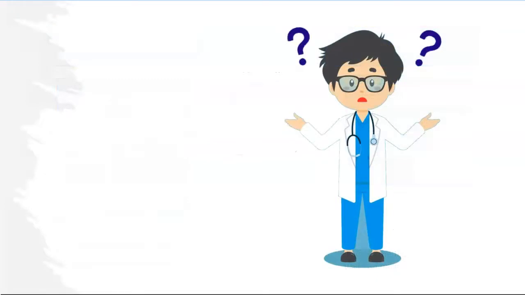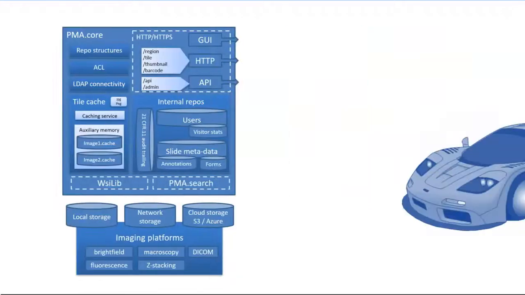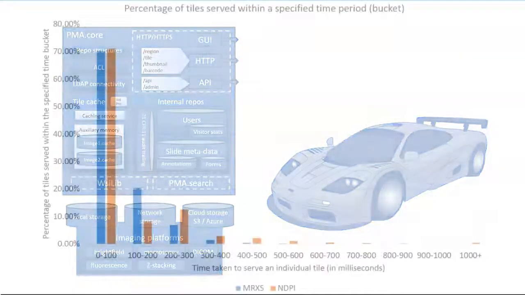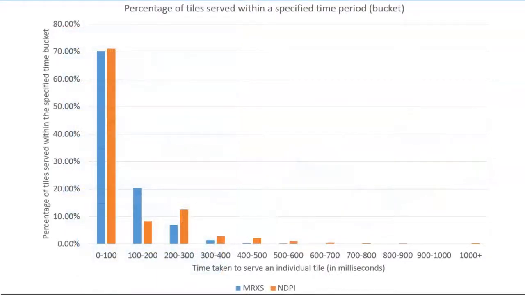Okay, so what does that mean for me when I'm looking at slides? Well, PMA Core is one of the fastest tile servers on the market. We've measured that 80% of content is delivered under 0.2 seconds. 70% of content is even delivered under 0.1 seconds.